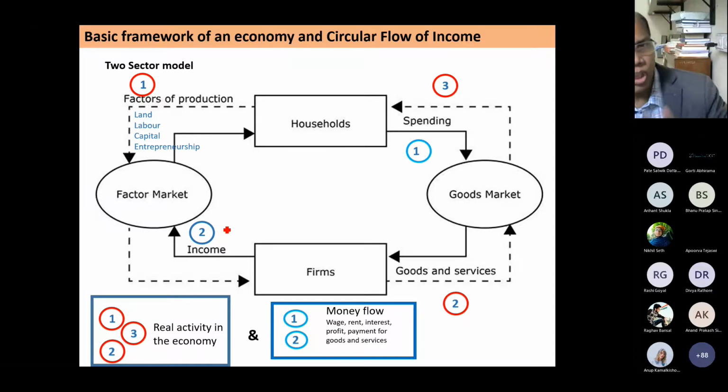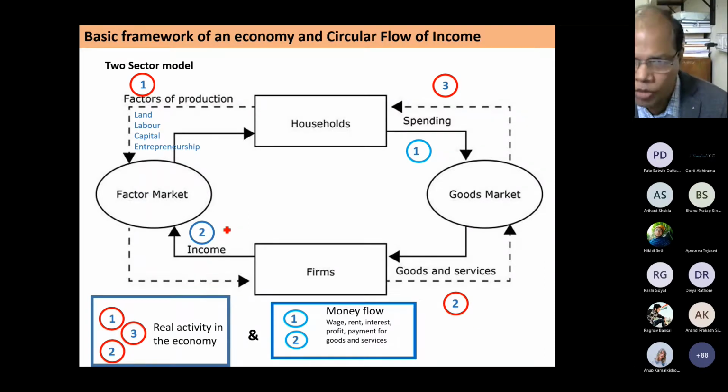Now, farms have produced the output. They have incurred the cost. Households have earned the income in the course of production by supplying the factors. Now, what would be the next role on the part of the farms and the households? Farms would like to sell all that they have produced. By engaging factors of production, whatever they have produced, they would like to sell. Where would they sell? They would sell the goods in the goods market.